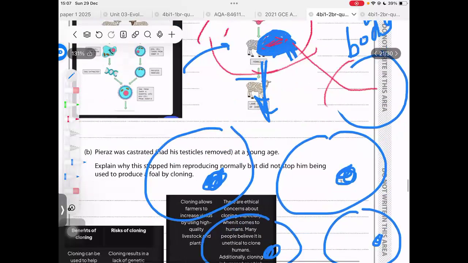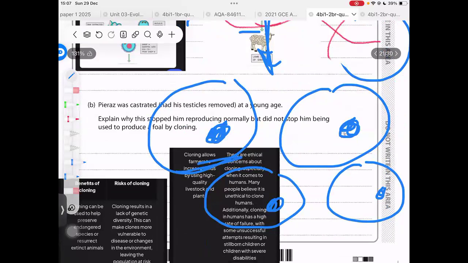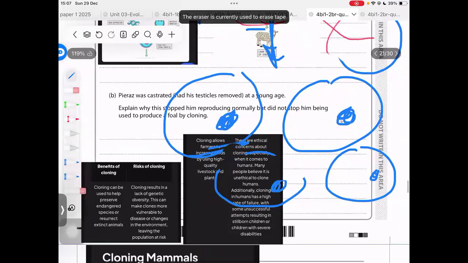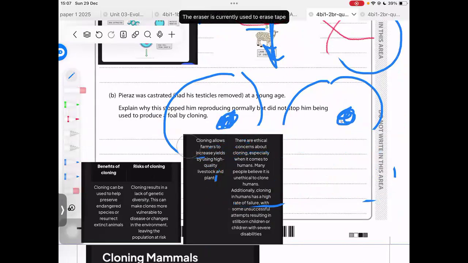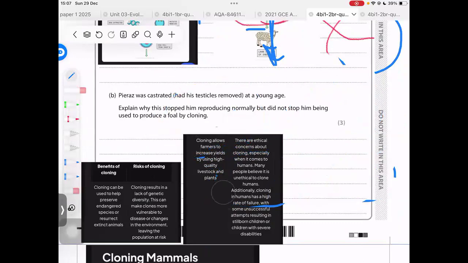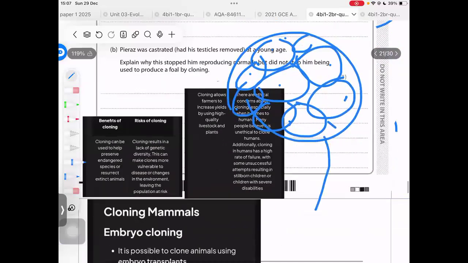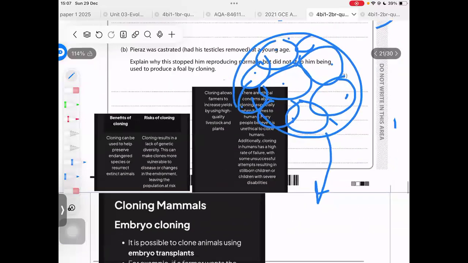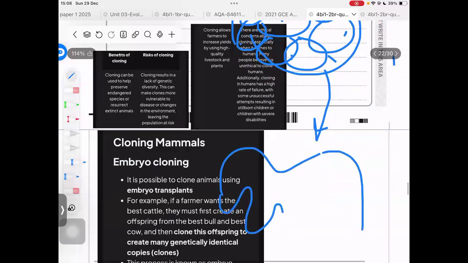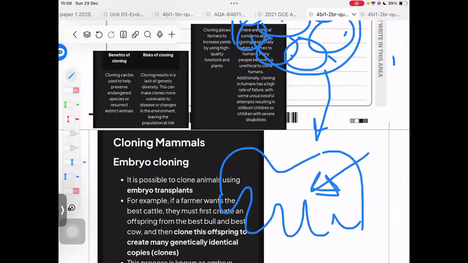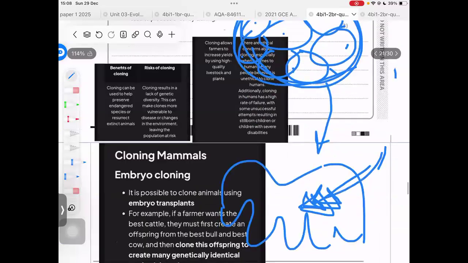And then you take one of those cells. When it divides mitotically, it forms a ball of identical cells like this. So you take this ball of identical cells and you take a surrogate mother host. You can put this ball of cells into that mother's womb.